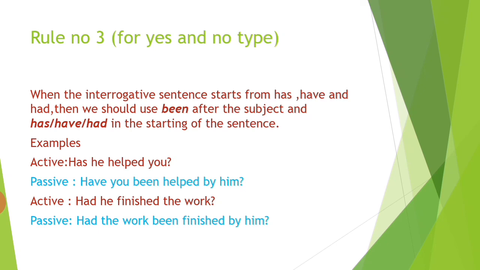Rule number 3. When the interrogative sentence starts with has, have or had, then we should use been after the subject and has, have, had in the starting of the sentence. See the example. Has he helped you? So we will put the helping verb very first according to the object. So we will write have you, then we use been. Have you been helped by him?